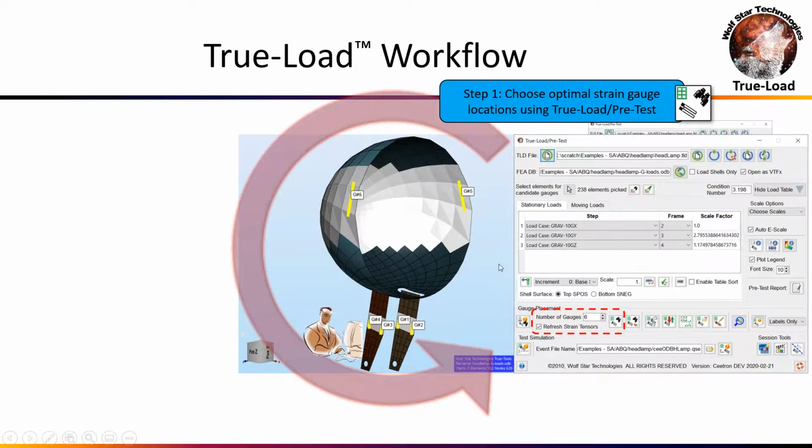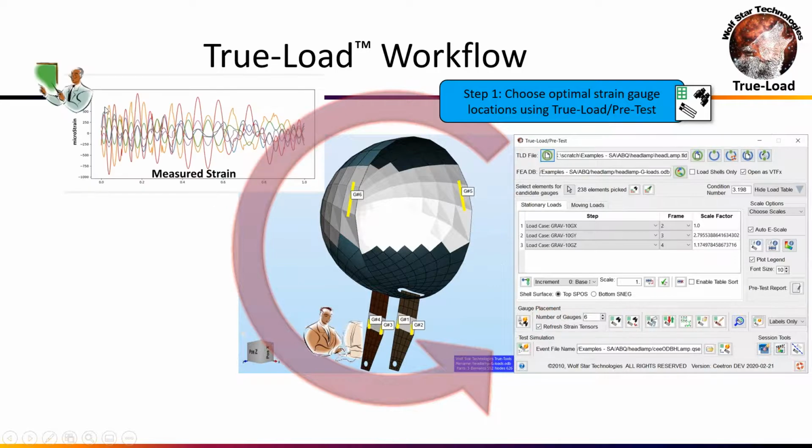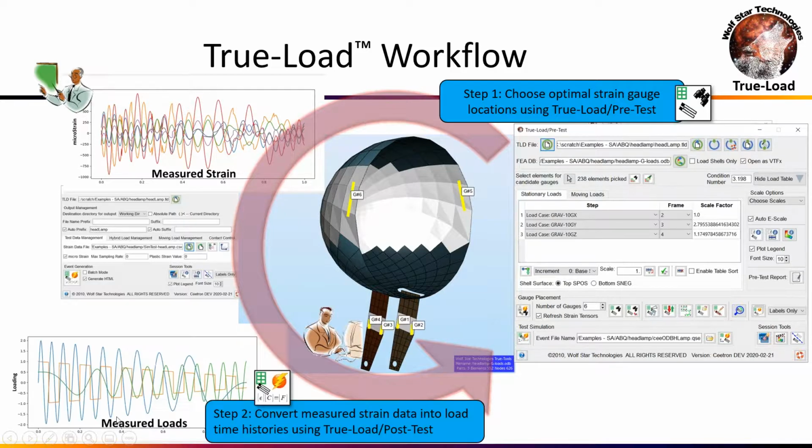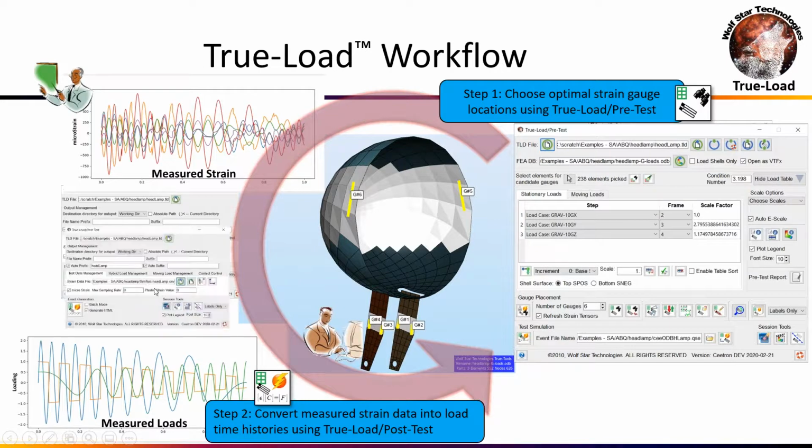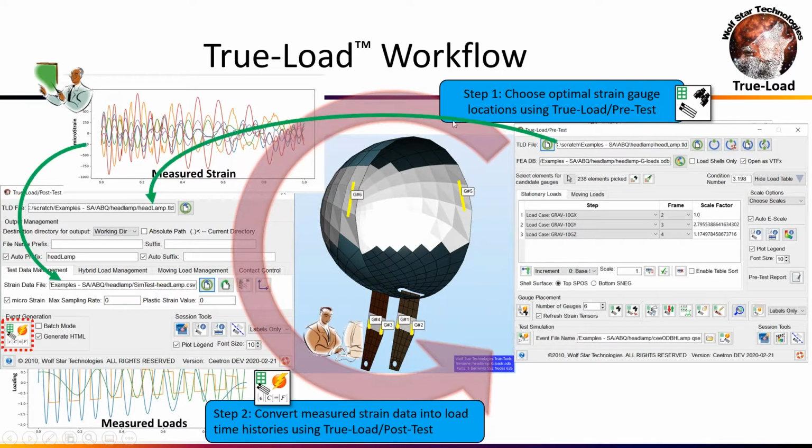Once you're happy with that gauge placement, you go off and measure the strains from the actual physical part. The whole idea is that you want to take these measured strains and turn them into measured loads, and we're going to do that in post-test. So in post-test, we bring in the TrueLoad pretest file, we bring in the strain data file, and we push this button to calculate loads. It's kind of that simple. There are other buttons here to plot data and to map channels, but really at the end of the day, we're bringing in the correlation matrix from pretest, bringing in the strain data from test, and pushing the button to calculate loads.